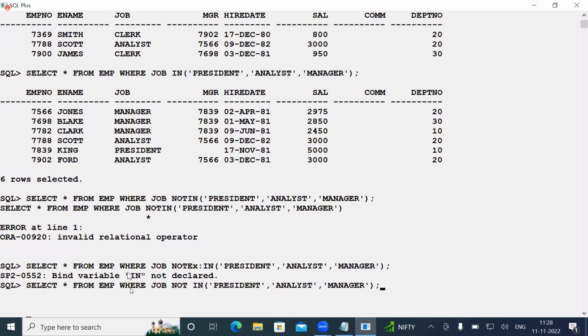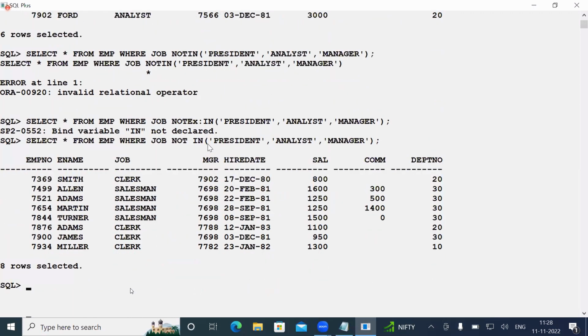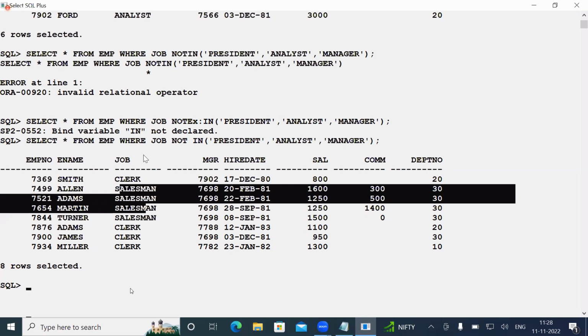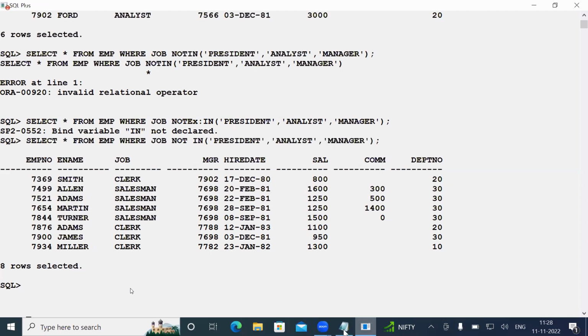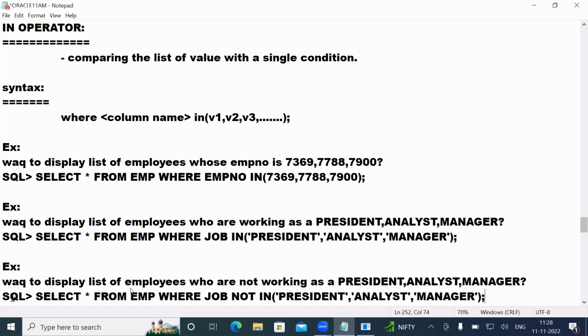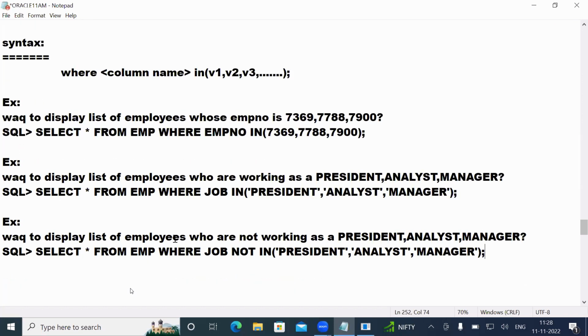Okay, now except who is this? President, analyst, manager. Except this, because they are not in the list. So the remaining people will come. That means clerk and salesman will come, and there is no president here, no analyst and no manager. This is the negative operation on the IN operator, the NOT IN operator. We just need to add a NOT keyword in front of the IN operator.